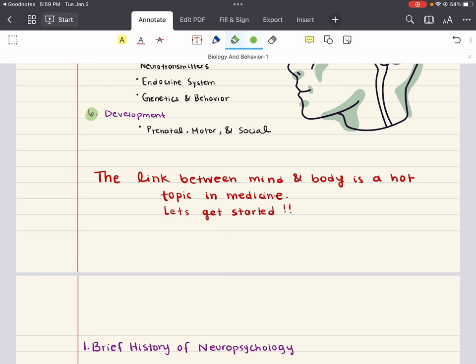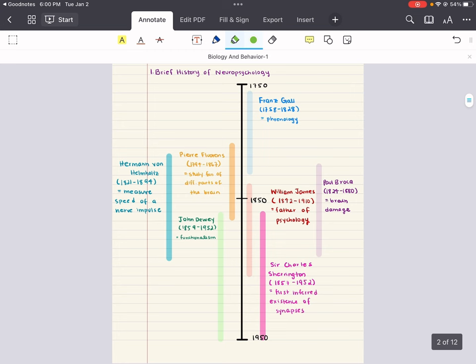With that being said, let's go ahead and get started with our first objective, which is all about a brief history of neuropsychology. Now, during the 19th century, the study of behavior underwent a significant transformation. It shifted from a philosophical perspective to a more empirical and scientific one. And this era marked the genesis of our contemporary understanding of neuroanatomy and then its connection to cognition and behavior.